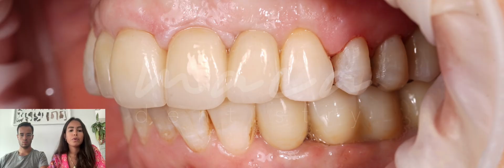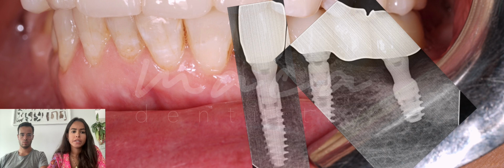Here, a lateral view of the final situation. We think we managed to integrate well the crowns with the patient's natural teeth, and also we can note very healthy gums and a big improvement on the bite and vertical dimension. These are periapical x-rays of the lower implants. Again, we can observe a proper fitting of our restorations.